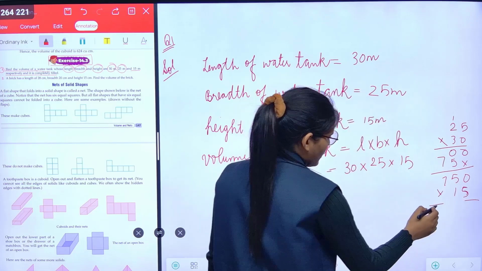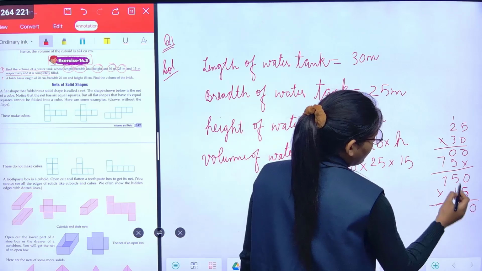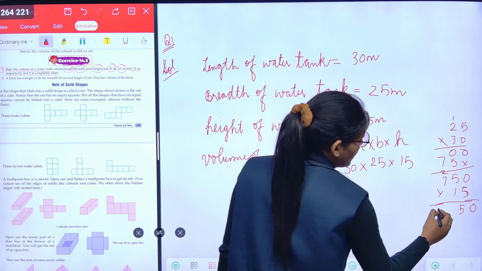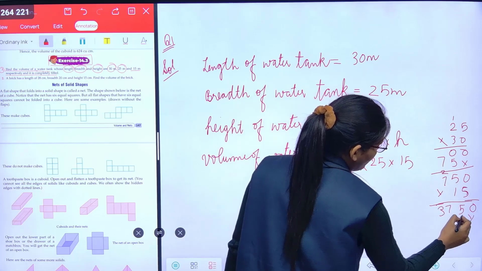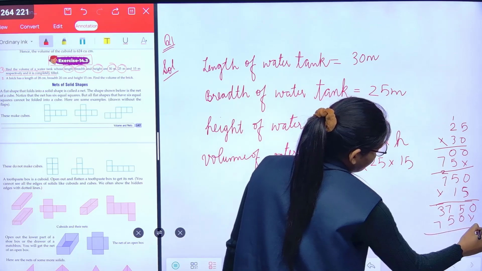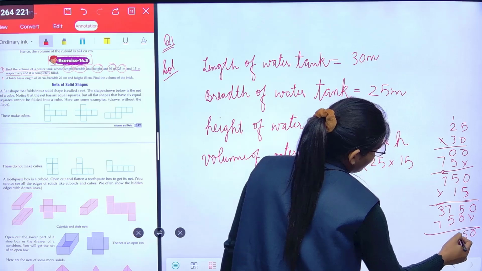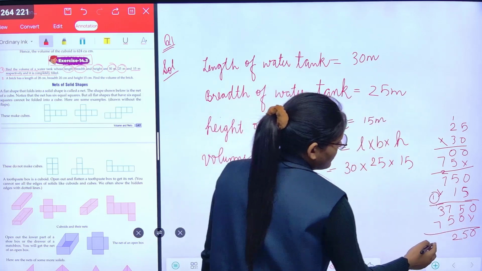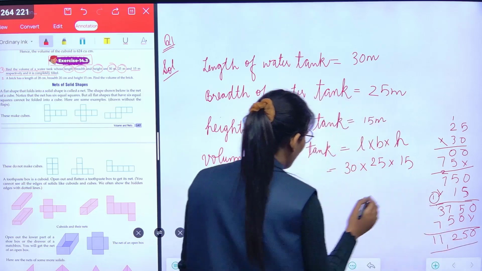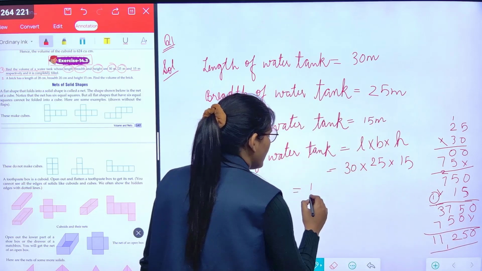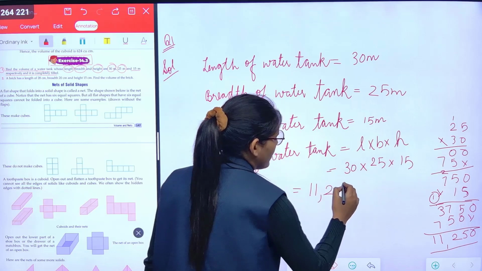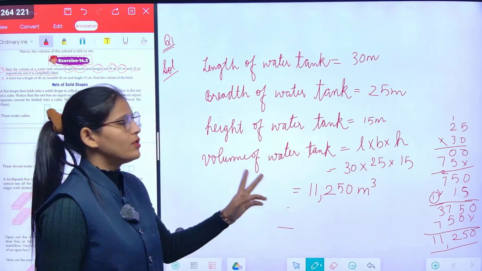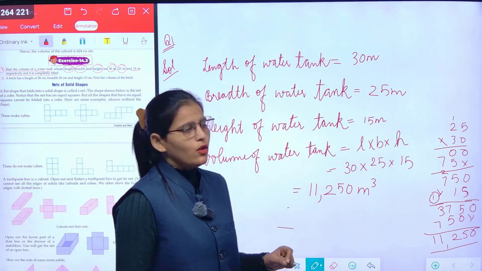5 zeros are 0, 5 fives are 25, write 5 carry 2, 5 sevens are 35 plus 2, 37. Now 0, 5, 7. 0, 5, 7 plus 5, 12, carry 1, 7 plus 3, 10 plus 1, 11. So the volume is 11,250 meter cube. 11,250 meter cube, class.